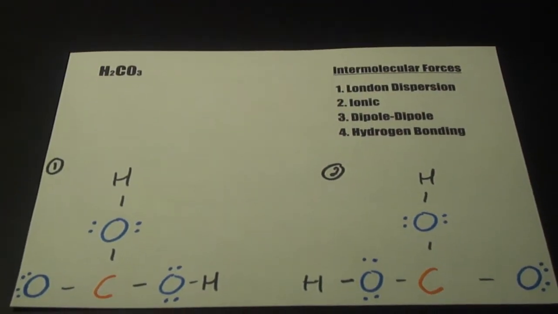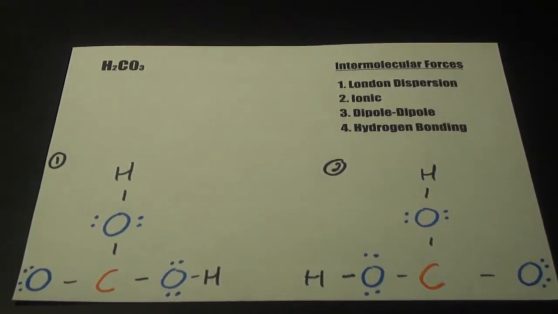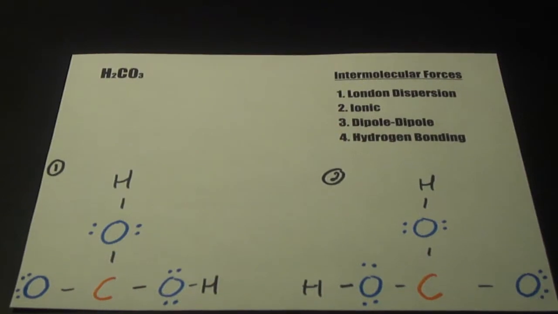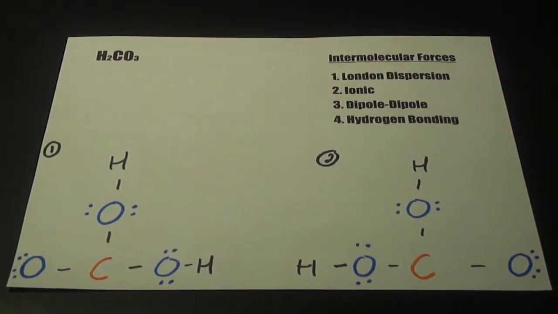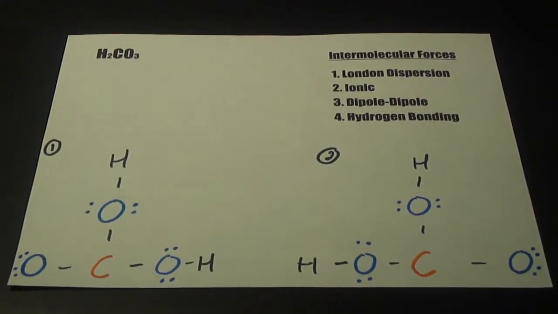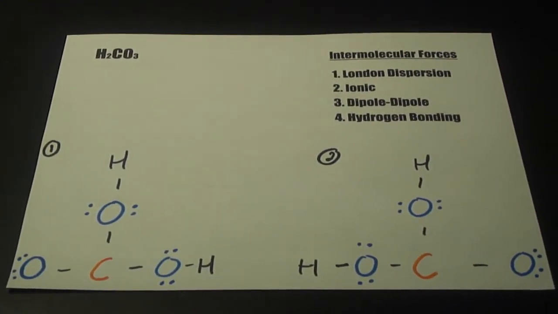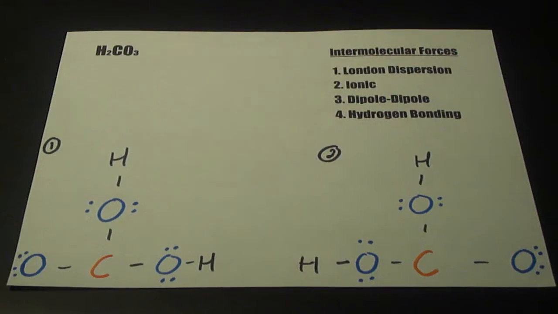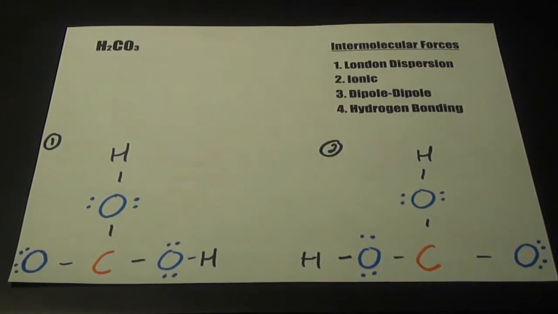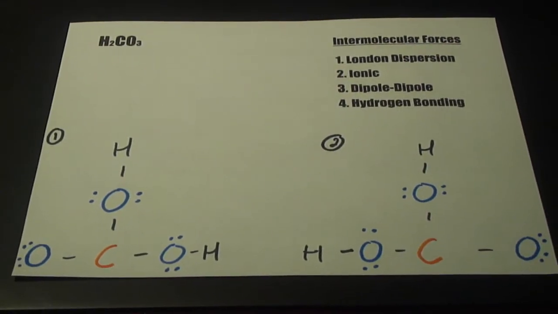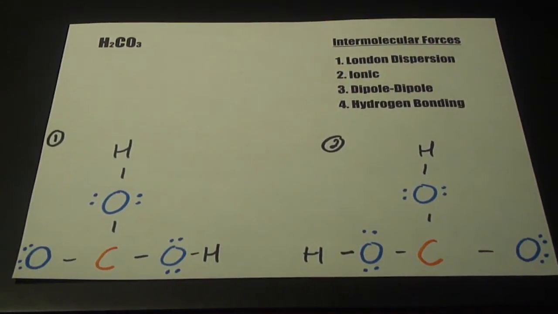Here we're going to investigate the intermolecular forces between two carbonic acid molecules. Intermolecular forces are forces that hold any two given molecules together. There are four types of these forces: London dispersion, ionic, dipole-dipole, and hydrogen bonding. As you can see, to begin, we've already drawn two Lewis structures of carbonic acid.